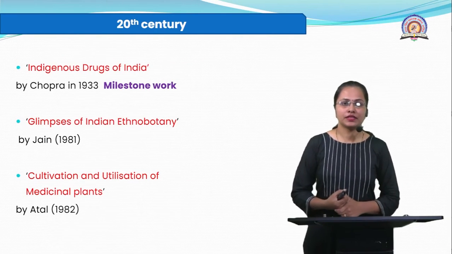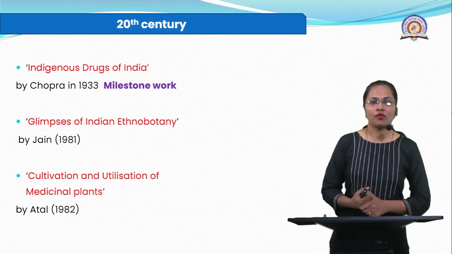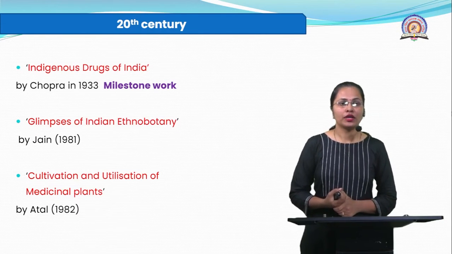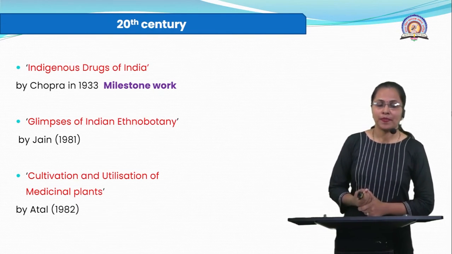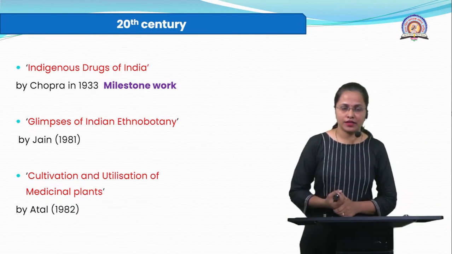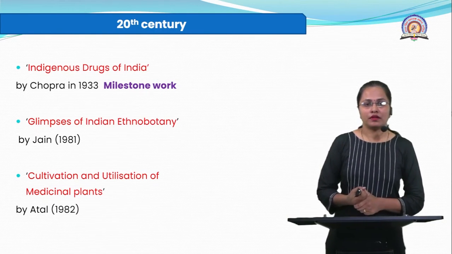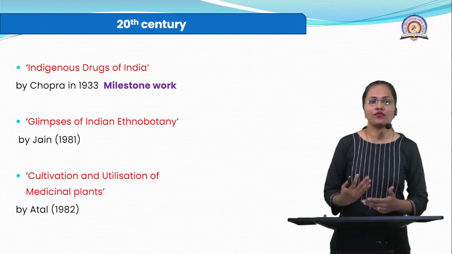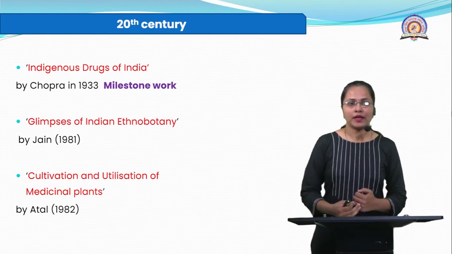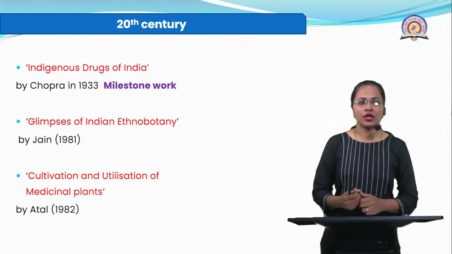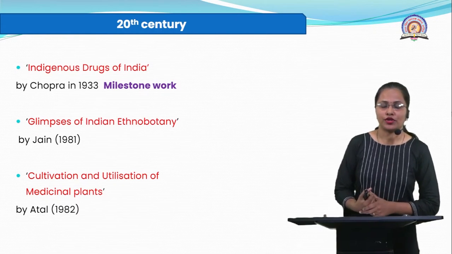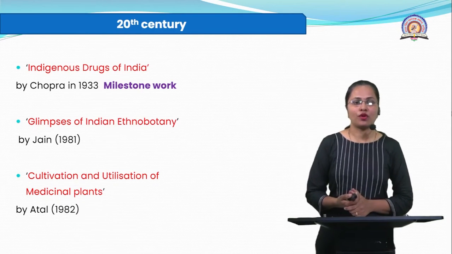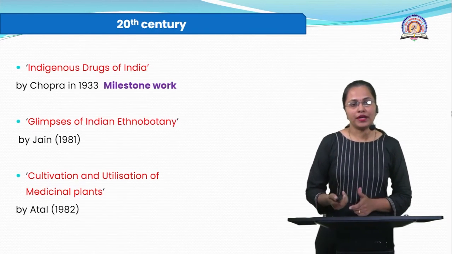In the 20th century, the milestone work was done by Chopra in 1933, and he wrote Indigenous Drugs of India. He collected and classified, and he wrote about the different constituents of drugs and utilization of Indian herbs as drugs. Then in 1981, Jain wrote A Glimpse of Indian Ethnobotany, and then in 1982, Cultivation and Utilization of Medicinal Plants was reported by Atal.